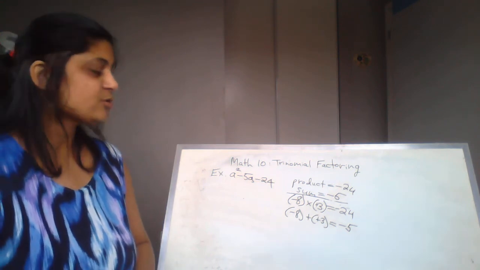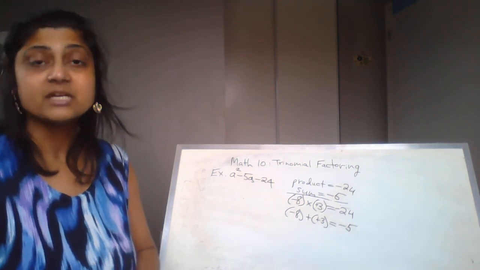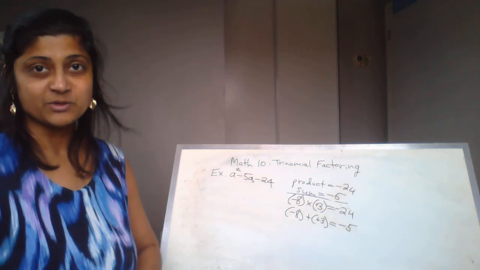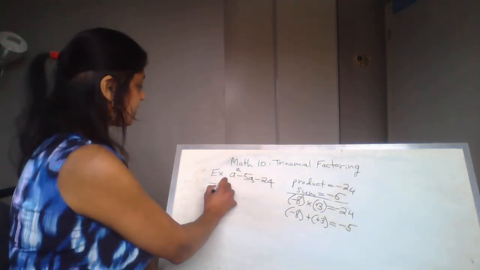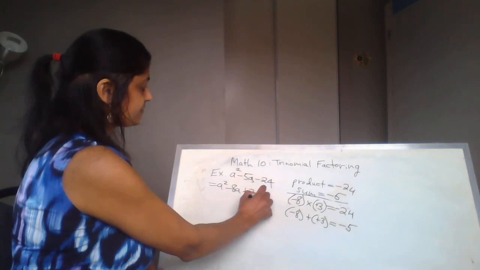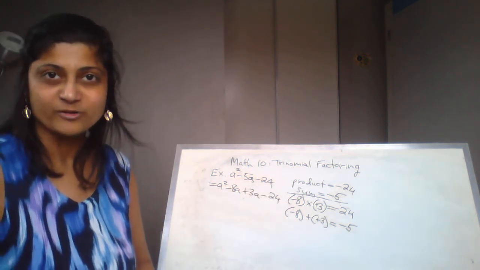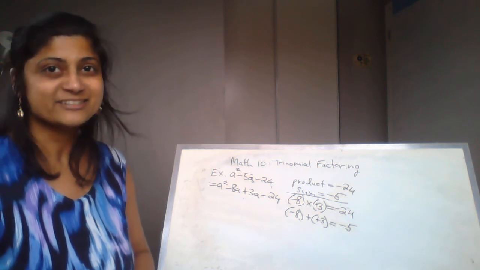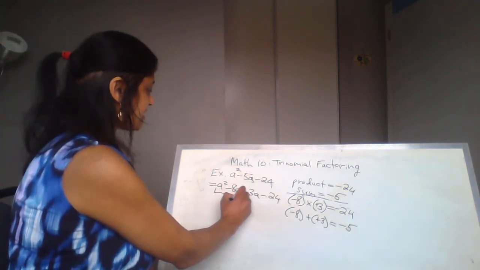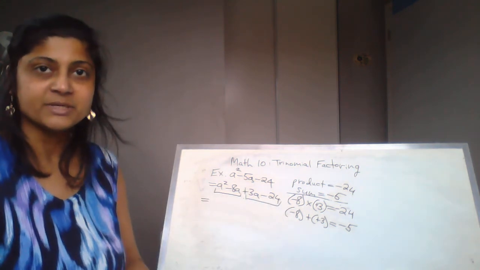All right, so in this final example, I noticed that one of the factors is negative and one of them is positive. So let's break it down. I have a squared minus 8a plus 3a, and I'm keeping my last term the same, so it's minus 24. Any questions there? Okay, good. So let's group these together, and I'm going to take out a common factor.